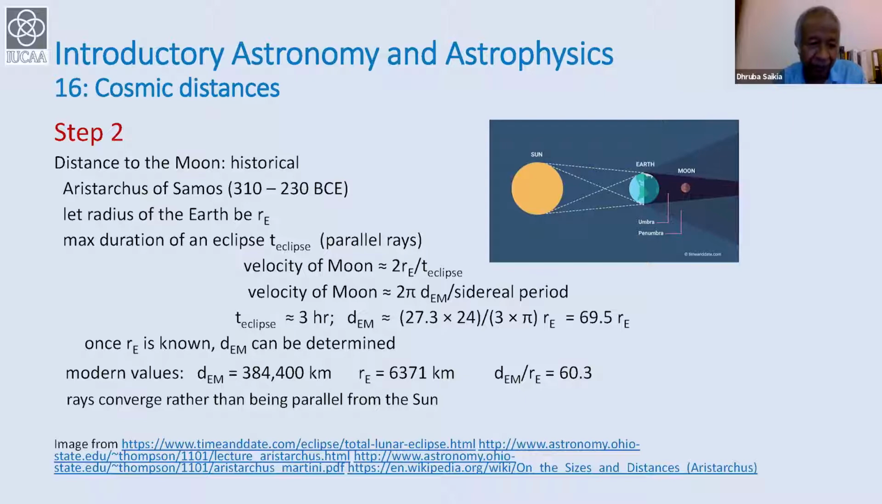not bad again. I've just written down the modern values over here, which is 384,400 kilometers, and this is the radius of the Earth, and D_EM upon R_E is about 60.3. From just a crude argument, somewhat crude, you can see that you're not hugely off. Considering this was done more than 2,000 years ago, one has to appreciate the ingenuity and the observations of the ancient astronomers.